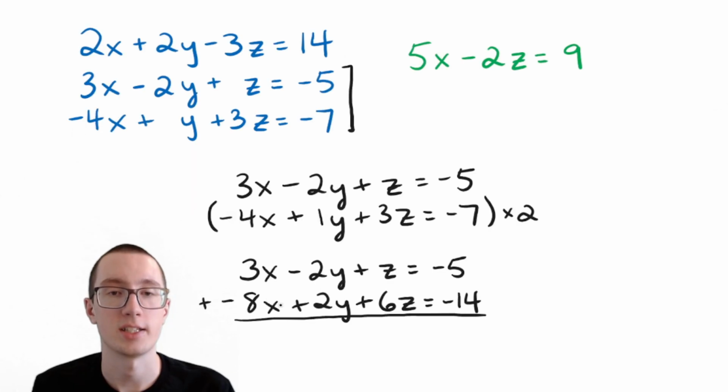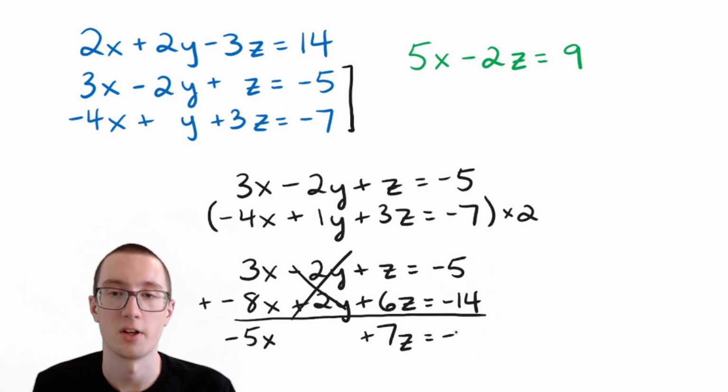So we have 3x minus 8x. That's negative 5x. These cancel out because we have minus 2y plus 2y. Those do the opposite things. And then z plus 6z. 6z's plus another one is 7. And then negative 5 plus negative 14. Lost $5, lost another $14, we've lost 19.